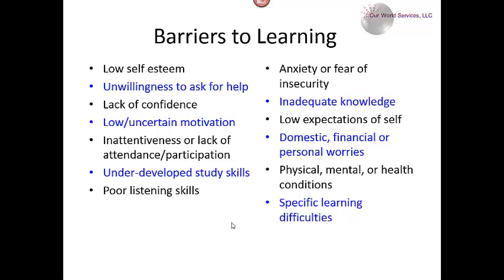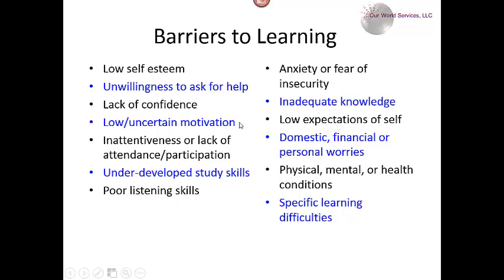Now, one of the biggest things here, when you look at the barriers to learning, which one of these can you overcome in a classroom? You can pump up someone's self-esteem by continuously giving them, good job, attaboy, or you got it right. Unwillingness to ask for help, you've got to look for that struggling learner, because you can tell in a classroom or in a shop or in a lab when someone doesn't get it. Lack of confidence, that comes with time. That's practice. Low or uncertain motivation, they're not seeing the relevance. That's on the instructor.